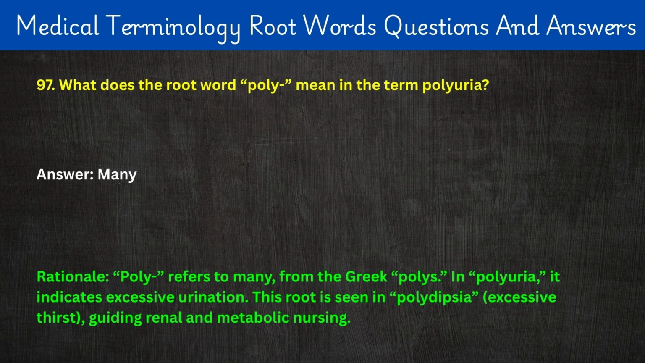97. What does the root word poly- mean in the term polyuria? Answer: many. Rationale: Poly- refers to many, from the Greek polys. In polyuria, it indicates excessive urination. This root is seen in polydipsia, excessive thirst, guiding renal and metabolic nursing.